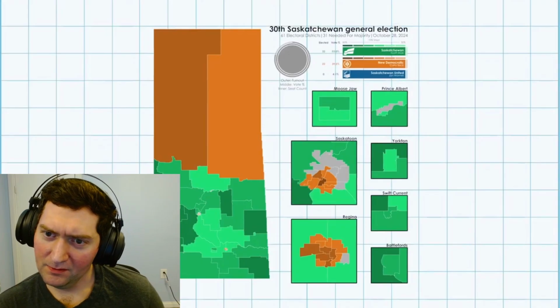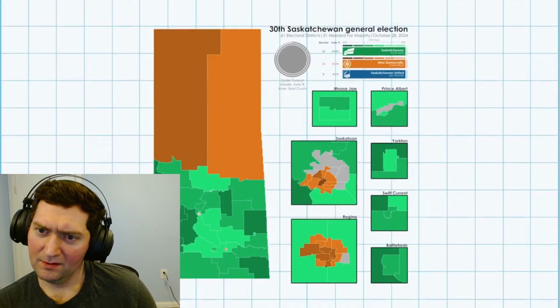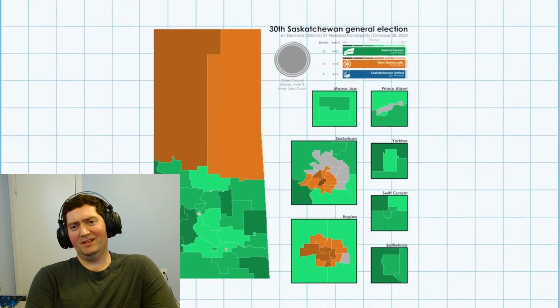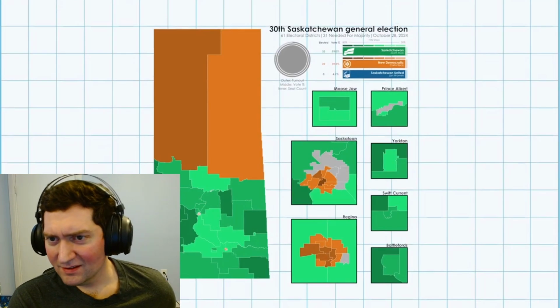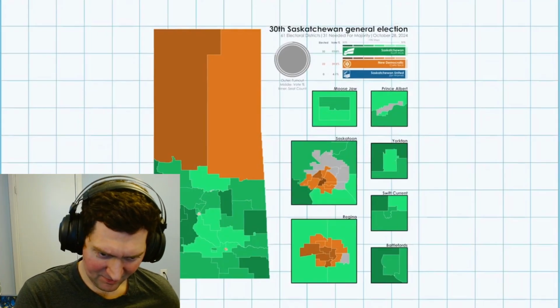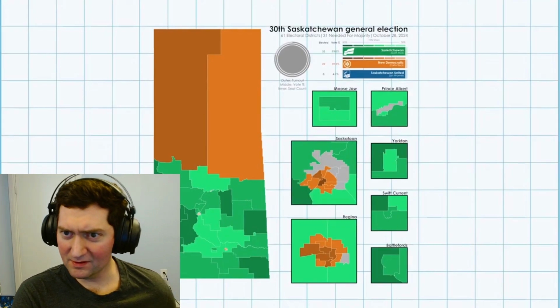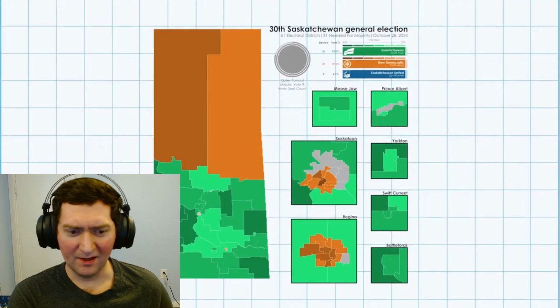Okay, I don't. New Democrat. Saskatchewan United, that's blue. Is that like the Conservative Party? Why? Isn't green usually the Green Party? I assume that's got to be the Liberals then. I don't know. I don't get this map.